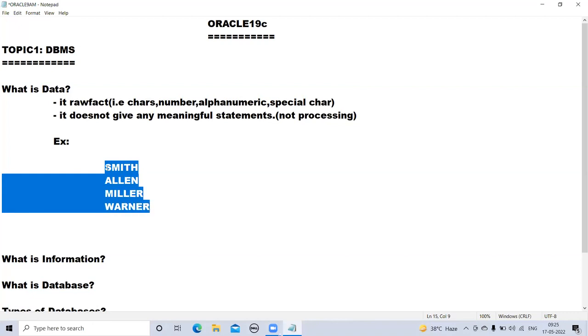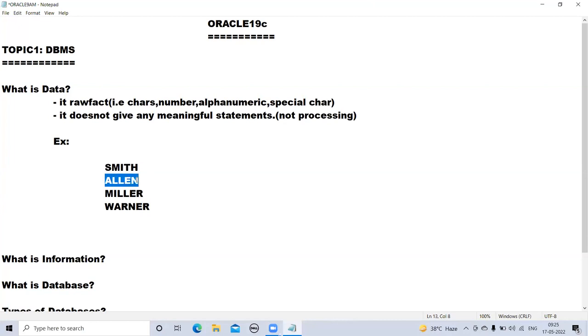So I have the names Smith, Allen, Miller, Warner, but I don't know what these names belong to, because these names are not predicted here. The user cannot understand what the meaning of Smith is. I don't know. So this kind of data is called a raw fact. It doesn't give any meaning to users.